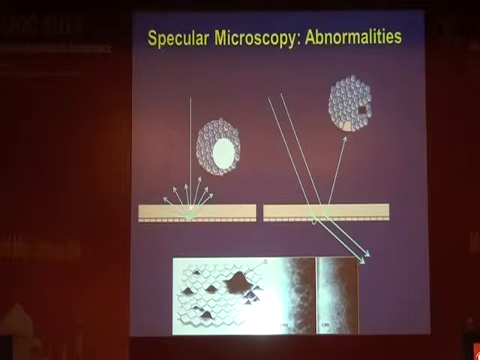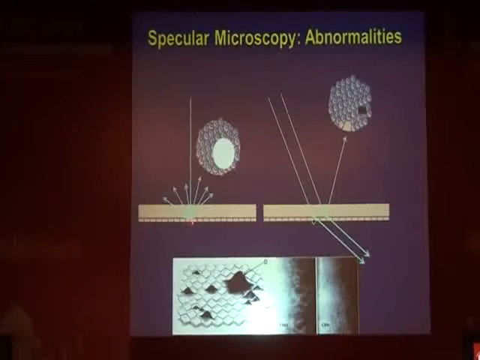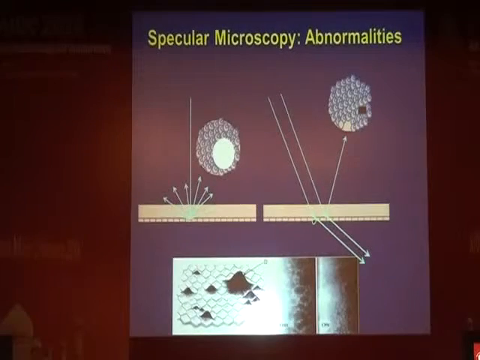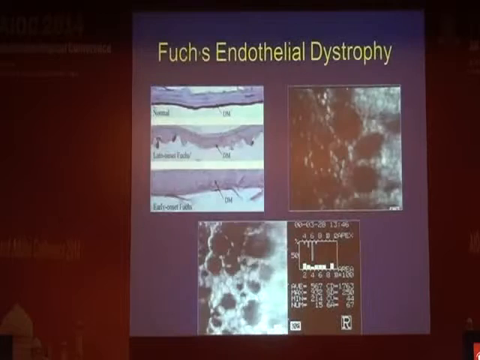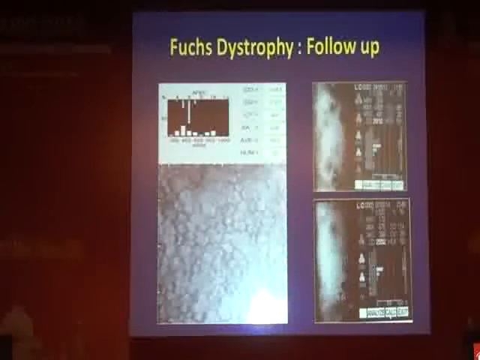If you have something like iris pigment over the back of the cornea, or a very regular abnormality, sometimes more light is reflected and you get a light area in the specular mosaic. But if you have an abnormality like corneal guttata, where the specular reflection does not occur, you will have a dark area. This is how the dark areas look on specular microscopy, and this is evident of Fuchs endothelial dystrophy.